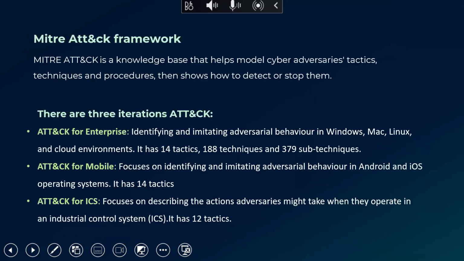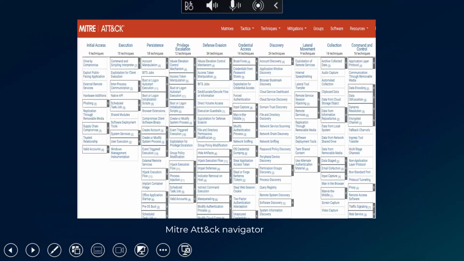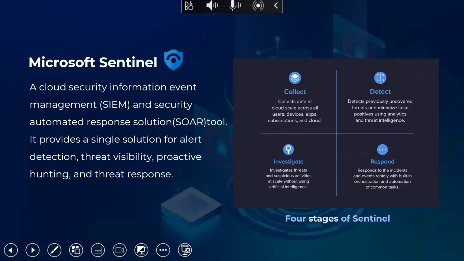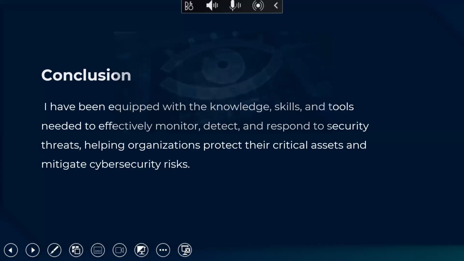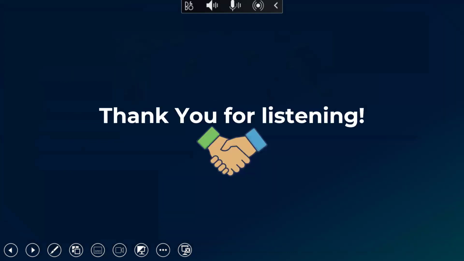And this is the MITRE ATT&CK framework, the different phases in the attack, and how we can use them. And finally, we moved on to Sentinel, which we are doing currently. We use it to connect, detect, investigate and respond to cybersecurity threats. And that is what I've done so far in this internship. I believe I've been equipped with the knowledge, skills, and tools needed to effectively monitor, detect, and respond to cybersecurity threats. Thank you so much for listening.